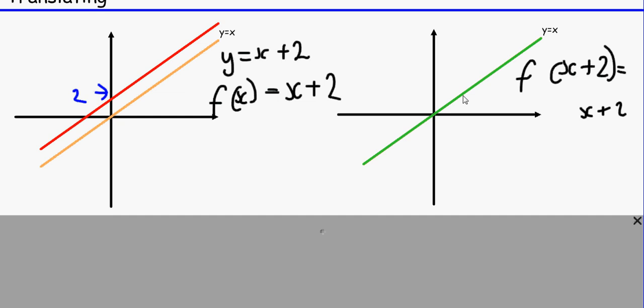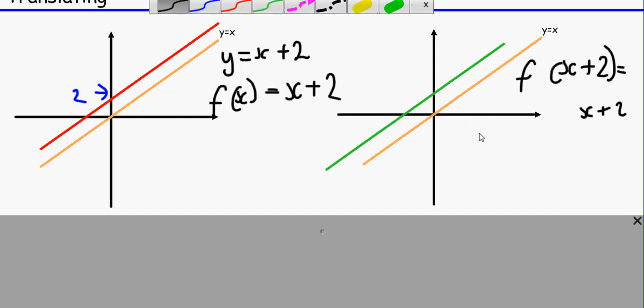Now the thing with this one is that whenever the numbers are inside the brackets, it's actually like the opposite. It's like a teenager. It does the opposite of what you intend it to do. So x plus 2 basically means that it's moving 2 units to the opposite side, to the left. We're going 2 units backwards. Okay, we're actually going minus 2.